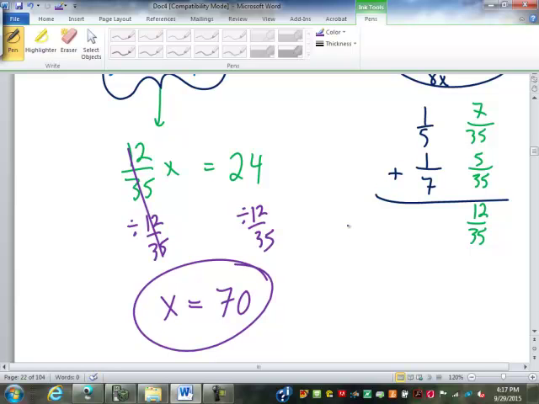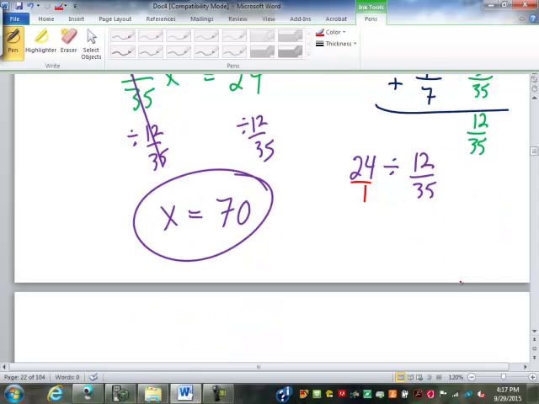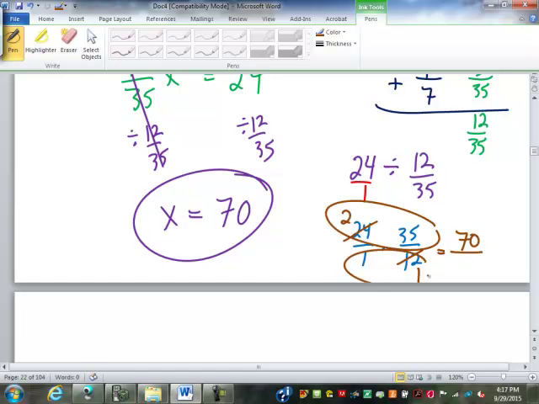Okay, I'll show you how. I looked around the room and I saw those looks like, huh? Where'd that come from? So, 24 divided by 12/35 is 24 over 1 divided by 12/35. That's going to become 24 over 1 times 35 over 12. 24 and 12 can both be divided by 12, which will give me 1 and 2. So now 2 times 35 is 70, 1 times 1 is 1. So 70. You bet.